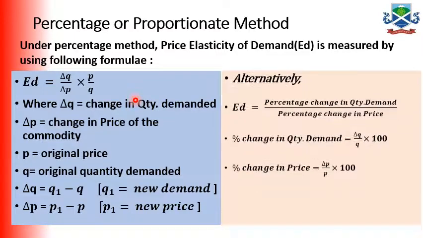Alternatively, we can calculate it this way: ED is equal to percentage change in quantity demand divided by percentage change in price. Percentage change in quantity demand is equal to delta Q by Q into 100, that is change in quantity demand divided by original demand into 100, and percentage change in price is equal to change in price divided by original price multiplied by 100. So that is another alternative way we can calculate the price elasticity of demand under the percentage method or proportionate method.